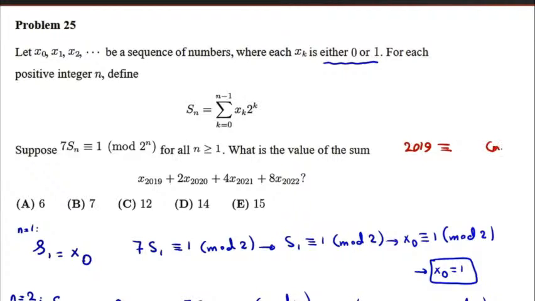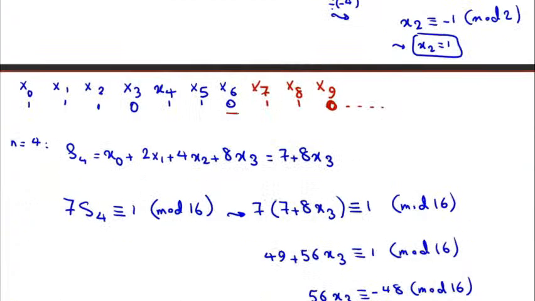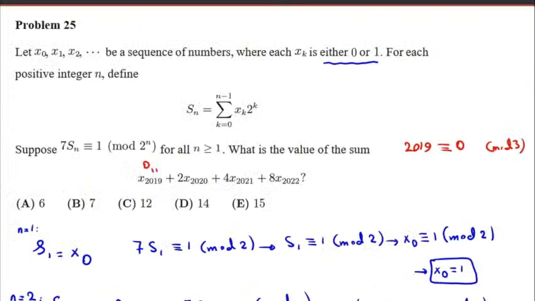2019 mod 3 is what? First, let's calculate this. 2 plus 0 plus 1 plus 9 is 12, which is 0 mod 3. So, because we said the only x_i's that are 0 are x at multiples of 3, it is 0. 2020 will be 1. 2021 will be 1. 2022 will be 0. So it will be 2 times 1 plus 4 times 1, which is 6. And the answer is A.